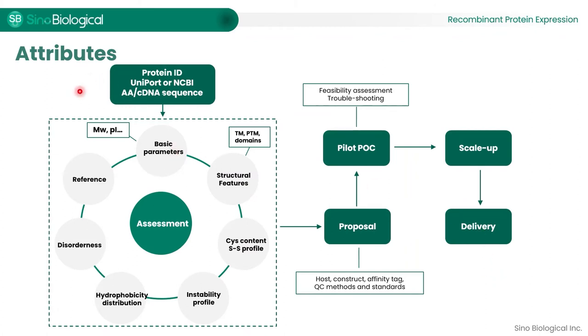Once we receive an inquiry, we will perform a sequence analysis of the protein, trying to identify parameters of interest, such as the molecular weight, pI, transmembrane domain, post-translational modifications, cysteine profile, instability, and other parameters, which will dictate the construct as well as the downstream processes associated with the expression and purification of the protein, and also what kind of quality control methods and standards we are going to pursue.